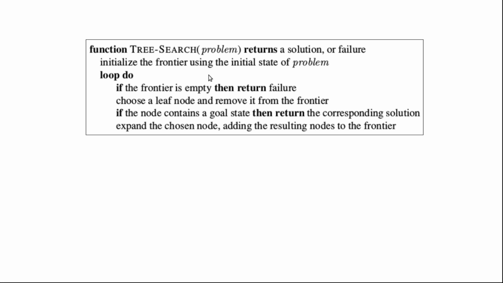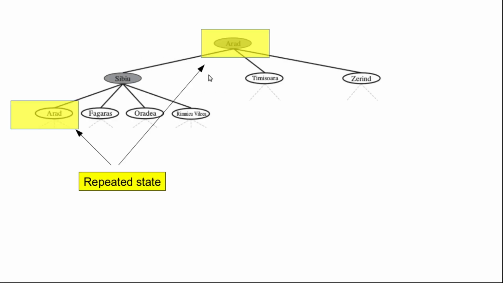And if we look at the search tree again, what we can see is that our initial state was Arad, and when we expanded Arad, we generated 3 new nodes. They are Sibiu, Timisoara, and Zerind. And then we assume that the next node that we will select is Sibiu. And now when we expand Sibiu, we add 4 new states, and those 4 new states are Arad, Fagaras, Oradea, and Rimnicu.